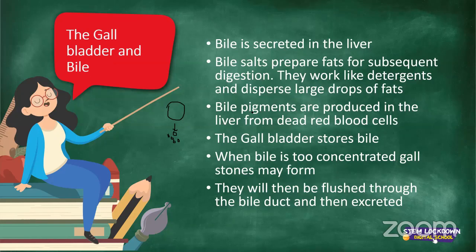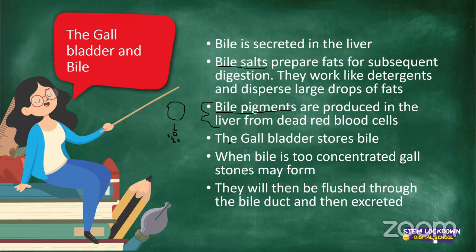Cool. Bile pigments are produced in the liver from dead red blood cells. Bile pigments, guys, also form part of bile. So bile has bile salts and bile pigments. Bile pigments are waste products from the liver, which are being excreted, ne? These ones don't play a role in digestion. They will be part of the feces that will be excreted.